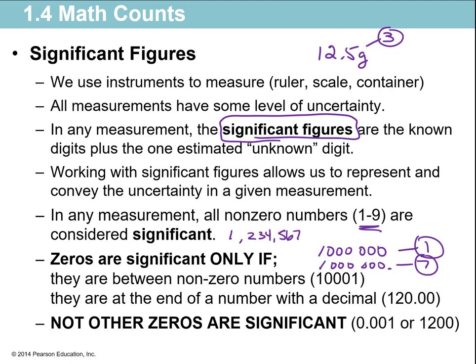Zeros are also significant if I said, I counted all my pennies today, and I have 1,000,001. That means I counted them, and I got my million, and there's one left over. So those were all measured. I counted all of them. So zeros that are in between non-zero numbers, those are called significant. So that would have how many? 1, 2, 3, 4, 5, 6, 7. So that would have seven significant figures. So zeros in between non-zero numbers.